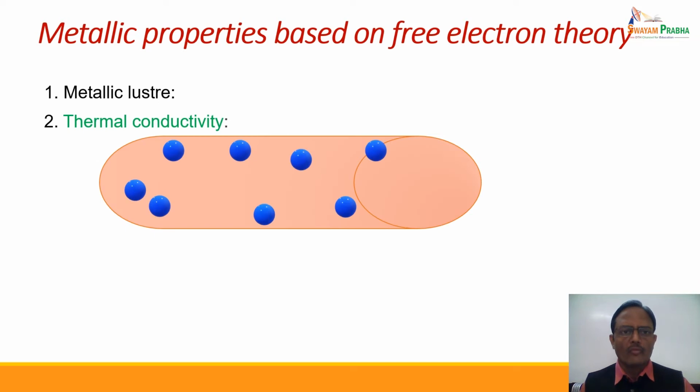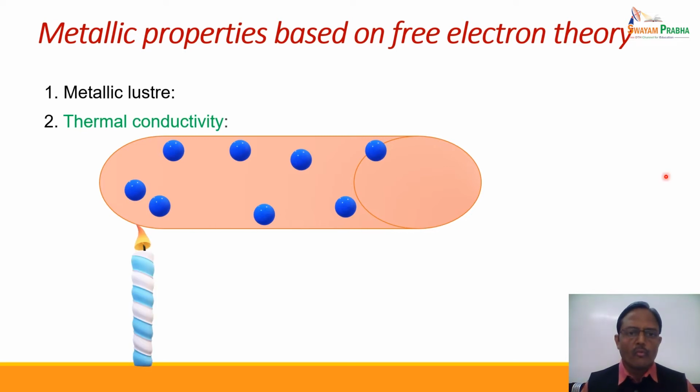The second property is thermal conductivity. Now, what is meant by thermal conductivity? If we heat one end of a metal surface, then the heat gets transferred to the other end. That is called thermal conductivity. Now we know that according to free electron theory, there are a large number of free electrons present in the metal crystal, while there are fixed positively charged ions called kernels.